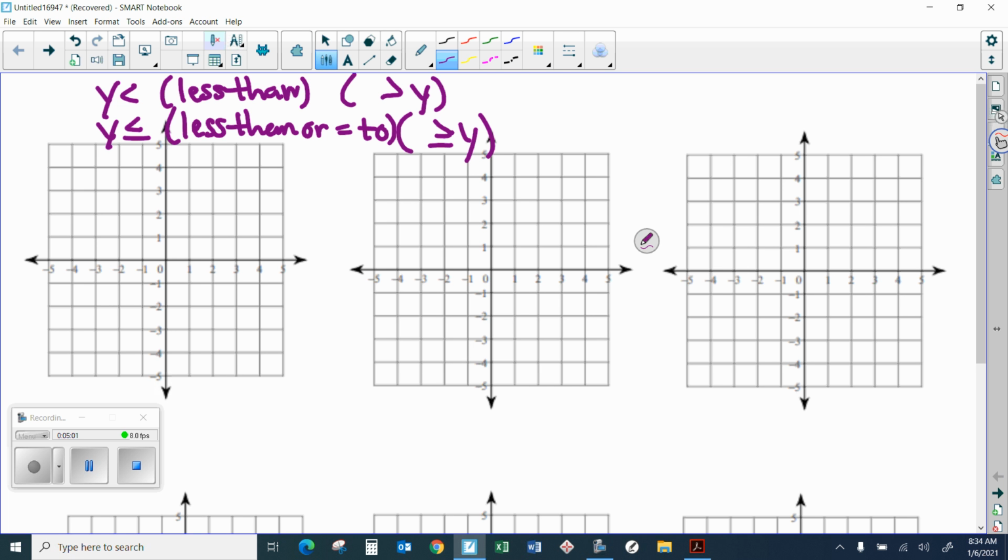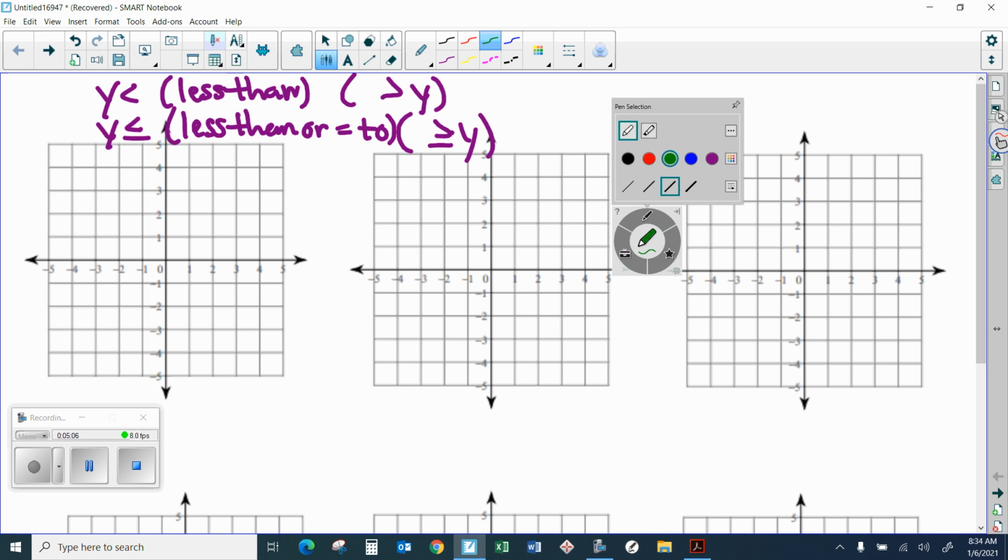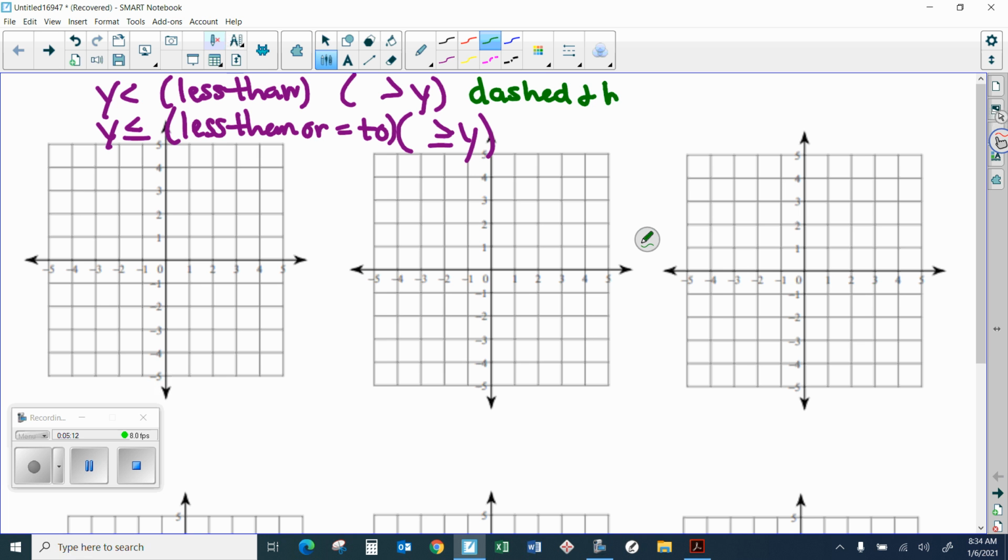Okay. So for that, again, you'd have either dashed and below or solid and below.